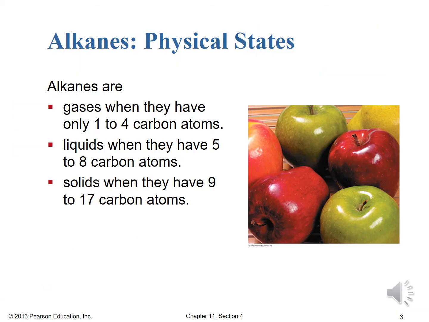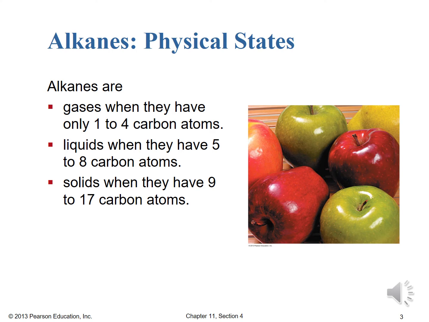All right, so let's start by talking about the physical states of the alkanes. So alkanes are gases when they only have 1 to 4 carbon atoms. This is at room temperature and pressure, of course, because propane and butane are pretty easily liquefied. They're liquids at room temperature and pressure when they have 5 to 8 carbon atoms, and that's why octane is our principal component of gasoline, because it's the largest carbon count that's still a liquid. Because it's convenient to pump it as a liquid, right?